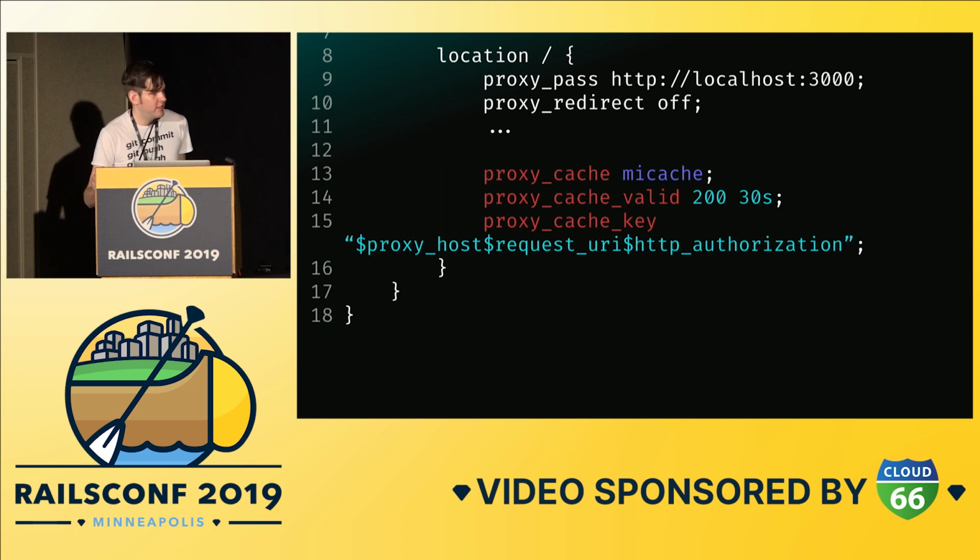But we're in Docker, and we're using a local file system. So we have many instances of this local cache, and they can't be shared. So our cache hit rate's not going to be great.